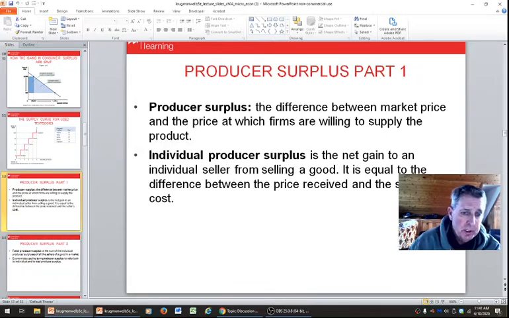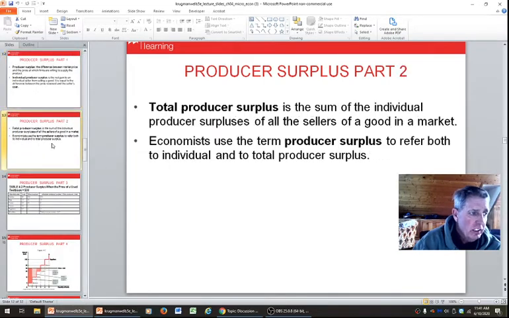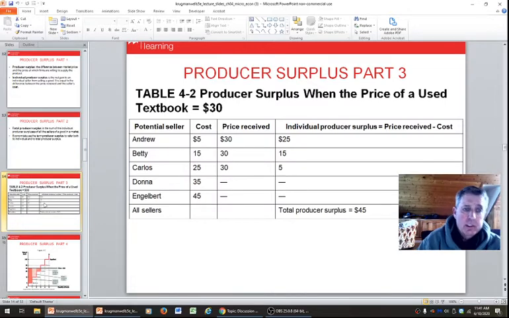Individual producer surplus is the net gain to an individual seller from selling a good. It's equal to the difference between the price received and the seller's cost. We already started talking about cost. Total producer surplus is the sum of the individual producer surpluses of all the sellers. This is a macro idea. Economists use the term producer surplus to refer both to individual and total.